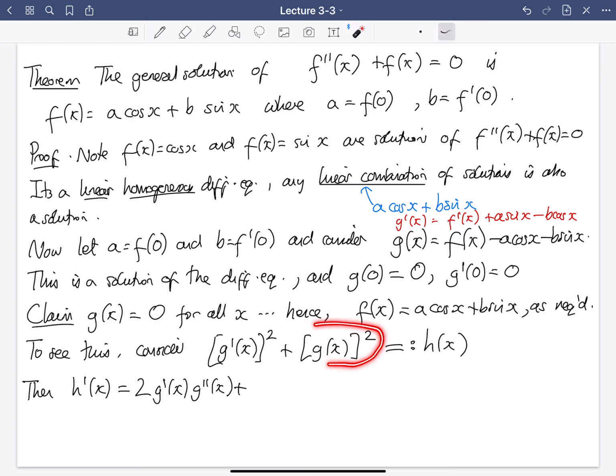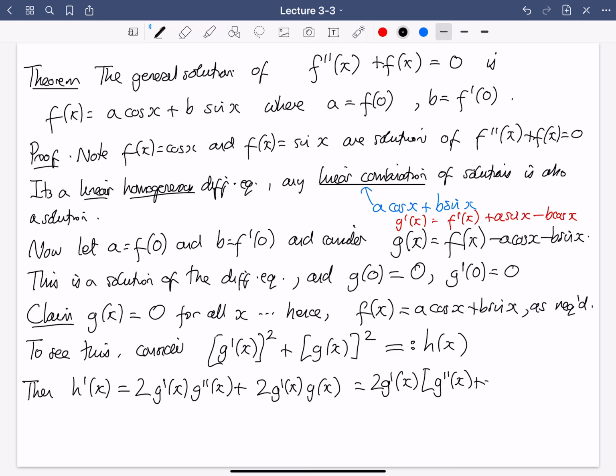And I've got to differentiate this. Similarly, that's 2 g prime of x, the derivative of the inside, right? So that's another chain rule, which is 2 g prime of x, g double prime of x, plus g of x. But what's g double prime of x plus g of x? g was a solution of this differential equation, so that's 0.